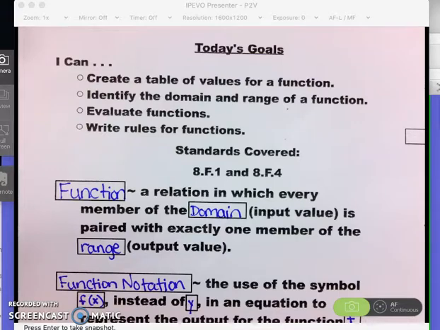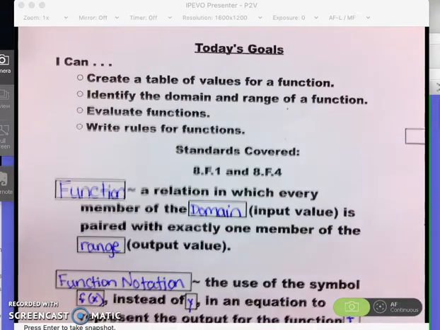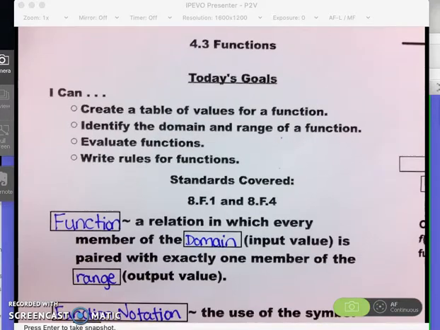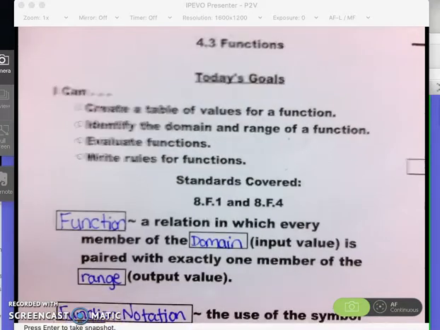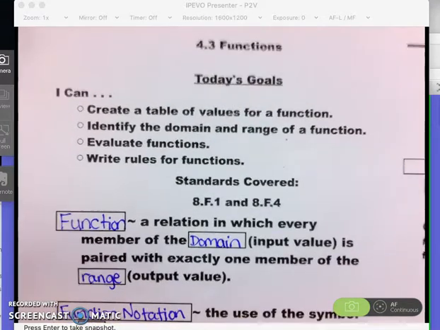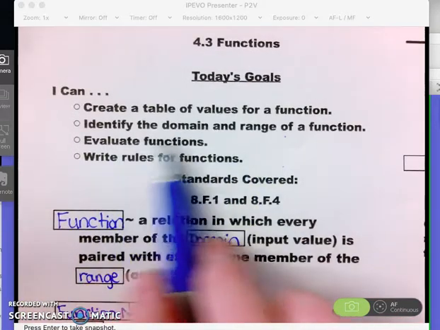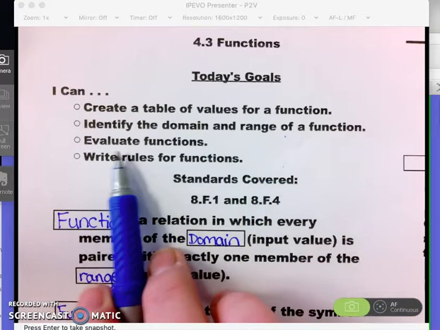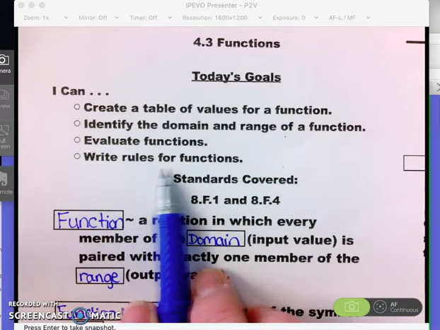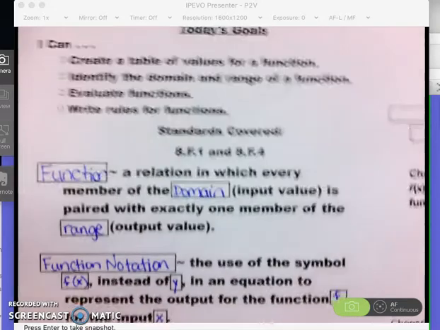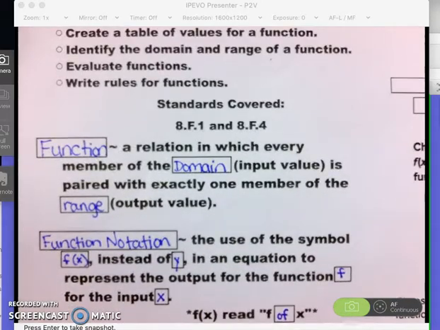Good morning, good afternoon. This is going to be 4.3 functions. Hopefully get it all in one video. We're going to be able to create a table of values for a function, identify the domain and the range of a function, evaluate functions, and then write rules for functions. So we're going to start with some vocabulary.